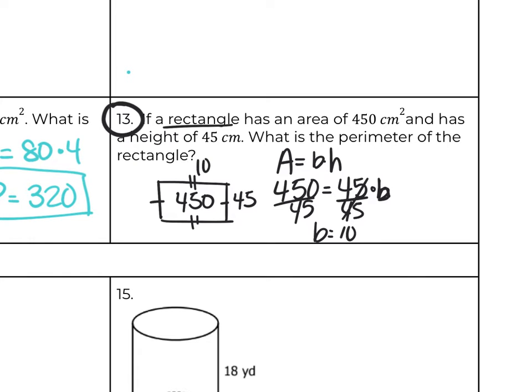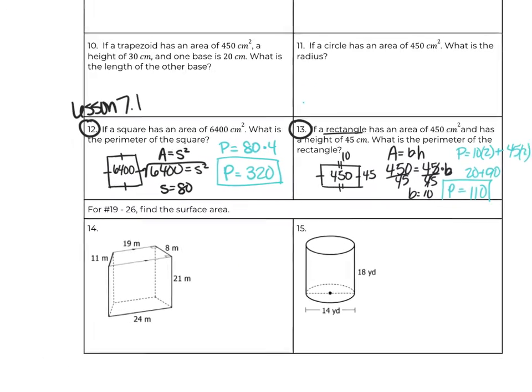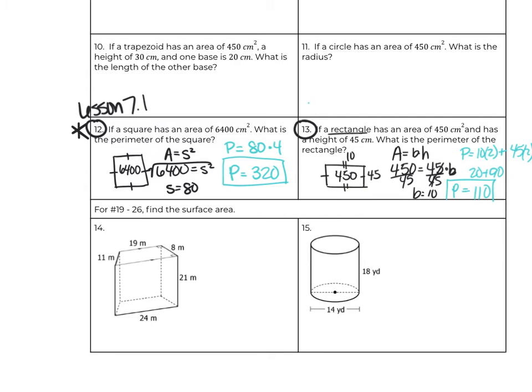All right, now for the perimeter, I won't do 45 times 4. What could I do, though? 10 times 2, okay, so that would be 20, right? And then what about 45? Do I do that times 2? Yeah. So 10 times 2 is 20, 45 times 2 is 90. That gives us a total perimeter of 110. I believe it's actually a square one on your test, but okay.